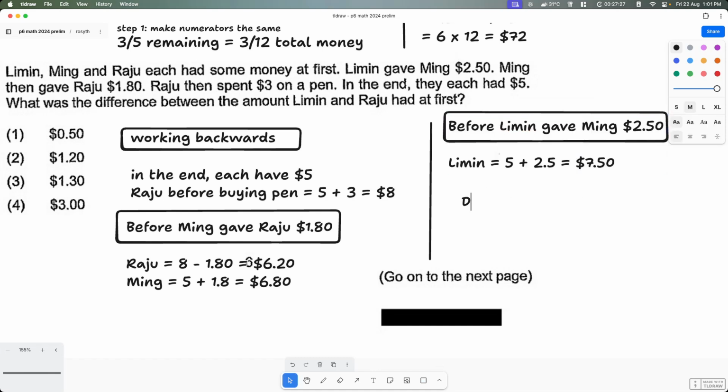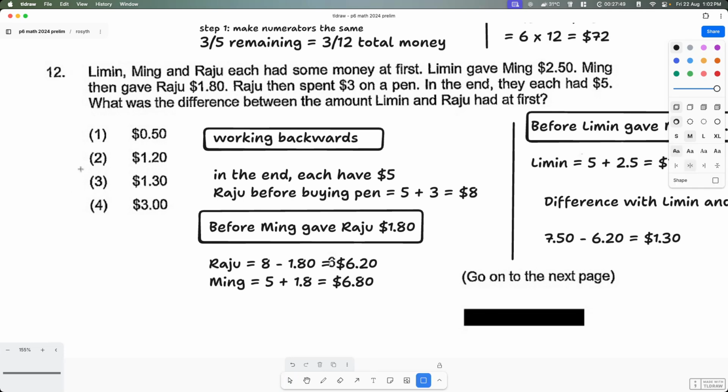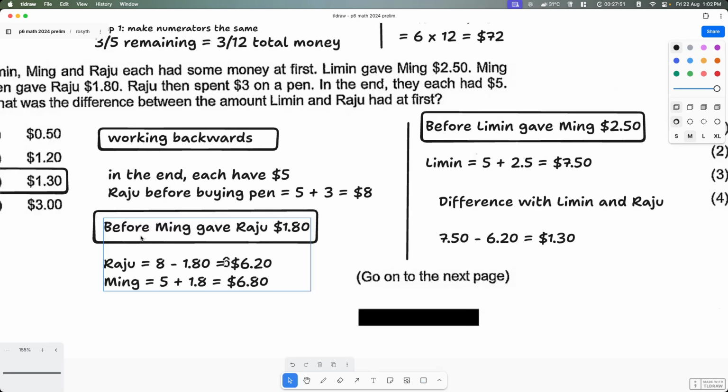The difference with Li Min and Raju is basically 7.50 minus 6.2. This will give us $1.30. So the answer is option number 3 for question number 12. Okay, let's move on to the next question.